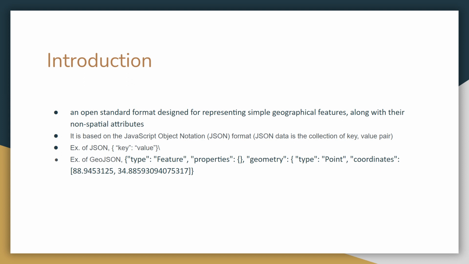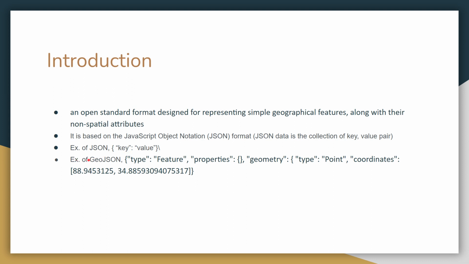So GeoJSON is an open standard format designed for representing simple geometry features along with their non-spatial attributes. It is based on JavaScript Object Notation, which is simply known as JSON format. In JSON format, the data is a collection of key and value pairs. So you can see here an example of JSON, denoted by curly brackets and then key and value pairs.